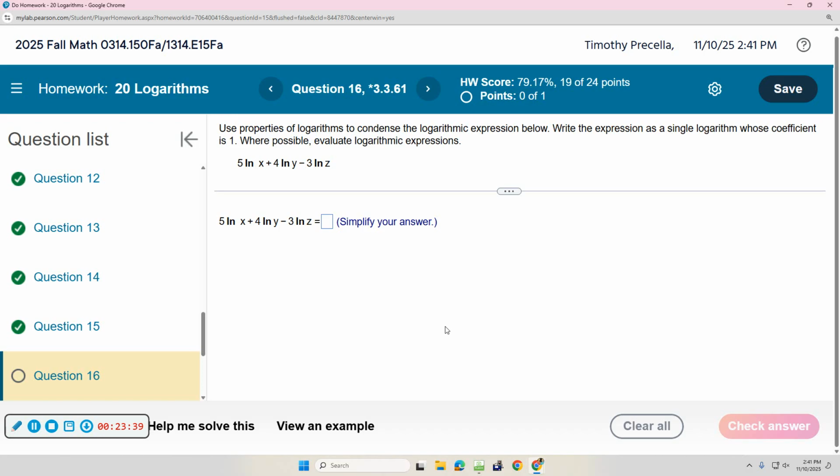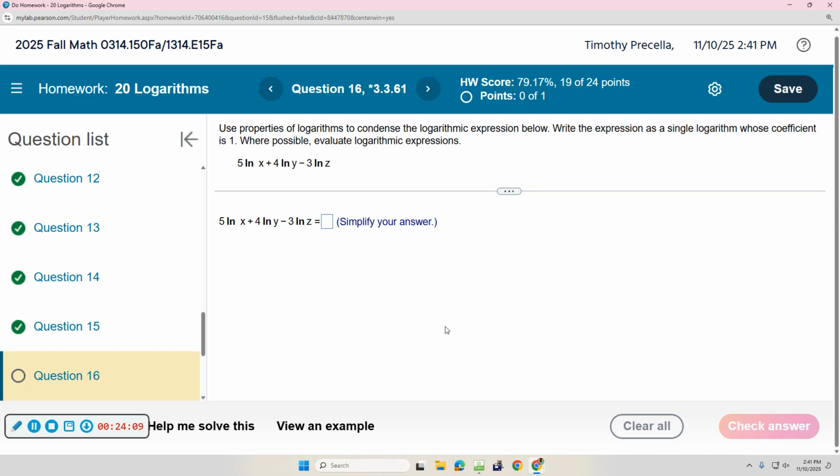Okay. Oh, I like this problem. Problem 16. 5 ln x plus 4 ln y minus 3 ln z. I'm going to write it as 1 ln.